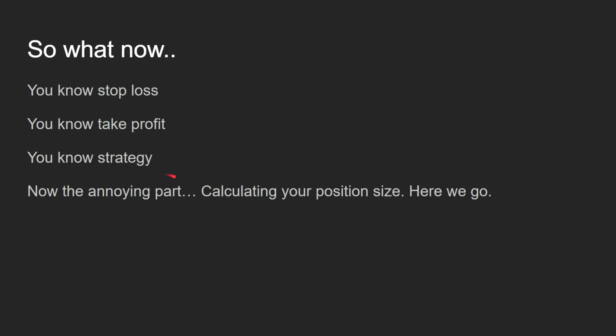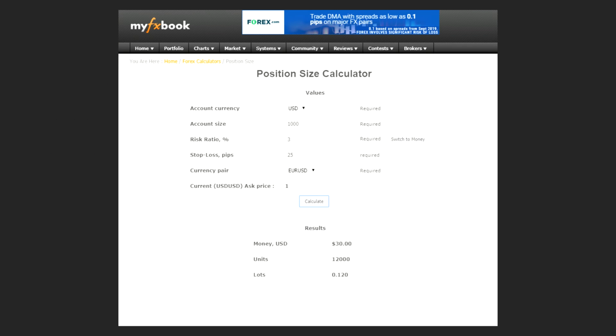You can use whatever tools you want and pretty much succeed with this strategy. Now here's the annoying part for most people, the position size calculations. How do you know how to only risk 3% of your account? If your stop loss is 20 pips, how do you know that if I lose, it's only 3%? Pretty simple, guys. This is called the position size calculator by MyFXBook. At the end of this video, I'll show you how to get there.